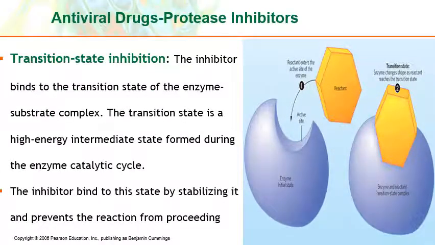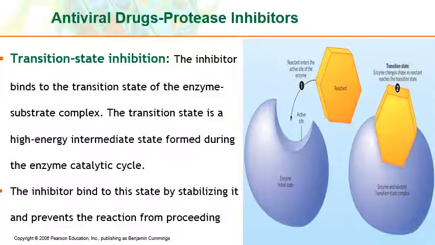So, the transition state inhibition. This is a very different mechanism of action. Now, imagine an enzyme, a protein, having a lock and key substrate reaction. So when the substrate fits into the enzyme active site, they form a complex. Fine. But in the transition state, this complex is catalyzed by the enzyme, and it doesn't happen instantly.